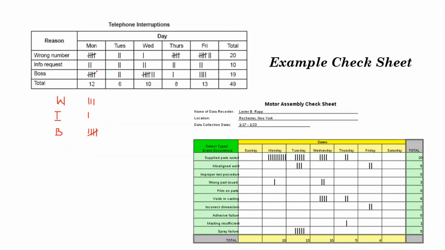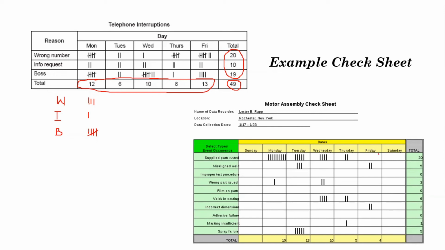So this makes it easy to count the number of occurrences in each category or in each day as well. Overall, how many phone calls did we receive in these 5 days? You have it here. How many of them were wrong numbers or information requests or both? You have it here. How many phone calls did we receive each day? You have it here. So it is easy to understand and comprehend the data, and it will direct you to use different tools and techniques afterwards.